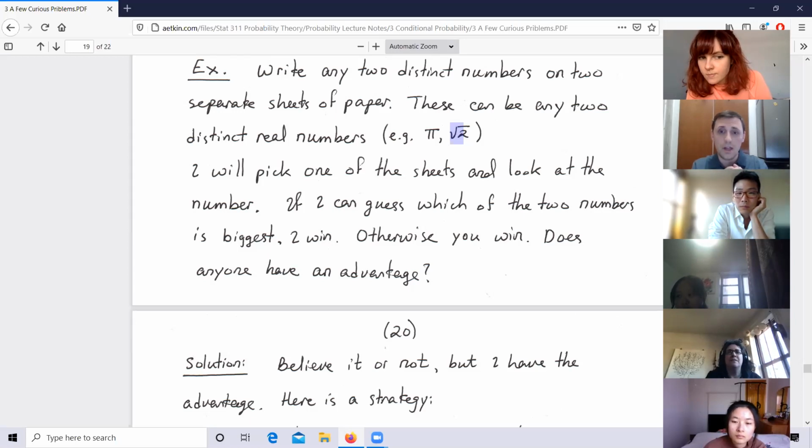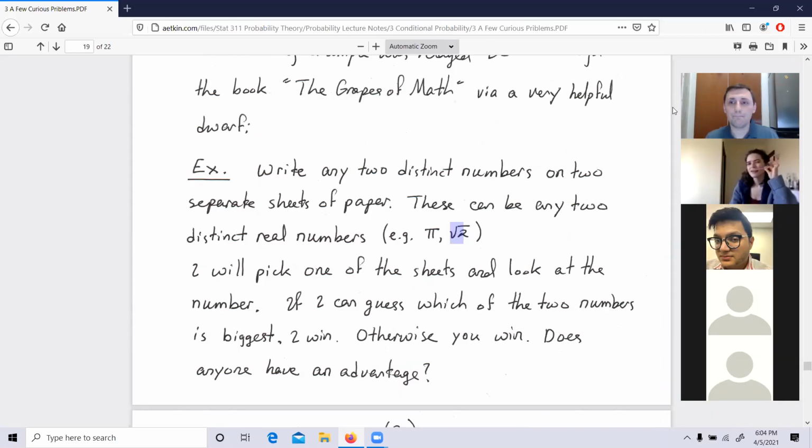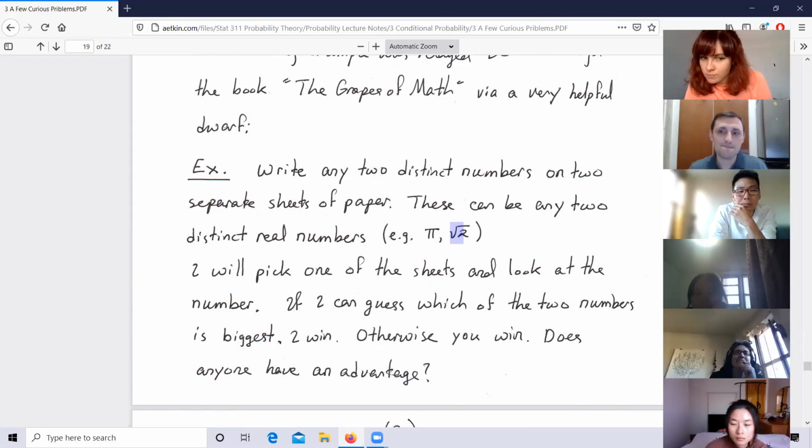Clear? So I will use my psychic powers and see if I can win this game more frequently than you. You win if I fail to guess. I win if I guess. Who has the advantage? What do you think? Does anyone have an advantage? Weird, right? But what would your intuition tell you?